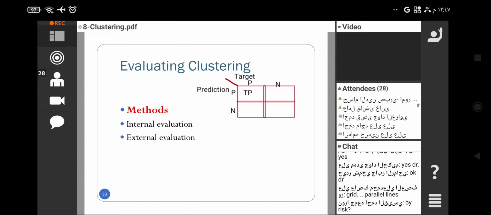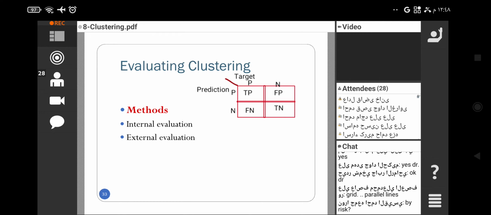If the data is negative and the prediction is positive, this is called false positive. If the data is positive and the prediction is negative, this is called false negative. And if the data is negative and the prediction is negative, it's called true negative.